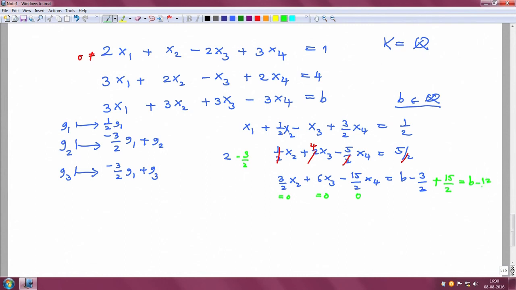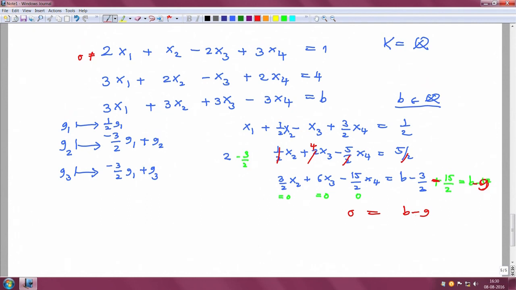Minus or plus, did I make a mistake? Plus. No, this is minus, because this is minus. So this is minus, this is minus. So this will become minus 18 by 2, that is 9, so b minus 9. So the third equation became 0 equal to b minus 9.